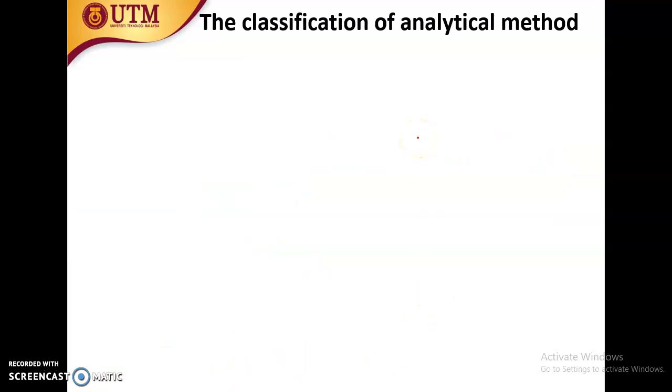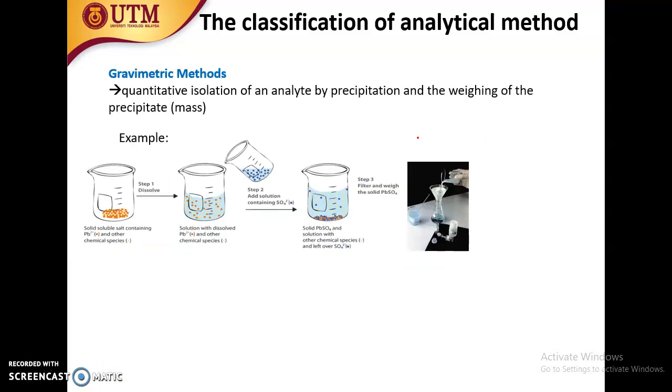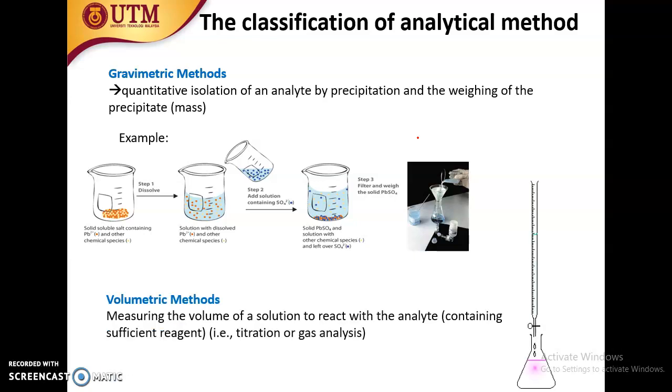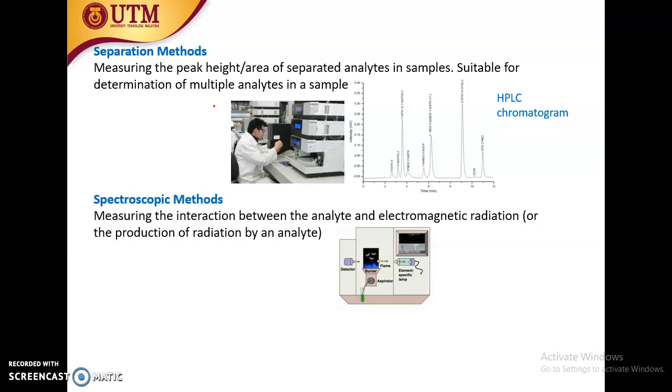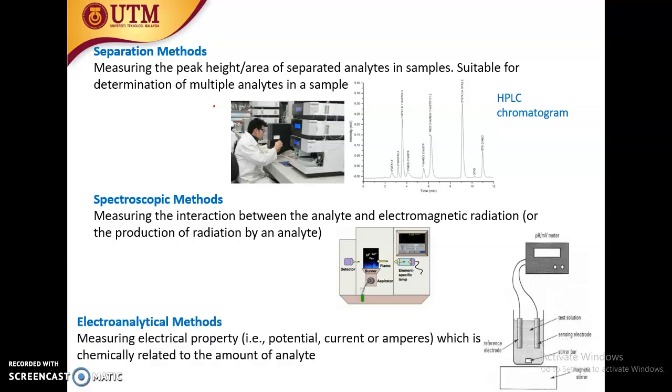Okay, the classification of analytical methods: we have wet chemistry methods, whereby there's no instrument involved. All you do is precipitation or titration. So that's what we call wet chemistry method without the instrument, like this, volumetric method. And then we have separation methods. Separation method is a chromatography method whereby we separate like 10 analytes in one sample into 10 peaks. That's what we call separation. And then we have spectroscopic methods, the interaction between the analyte and electromagnetic radiation. And you will learn about this in Dr. Afiq's class. And then we have electroanalytical methods, whereby it measures the electrical property.